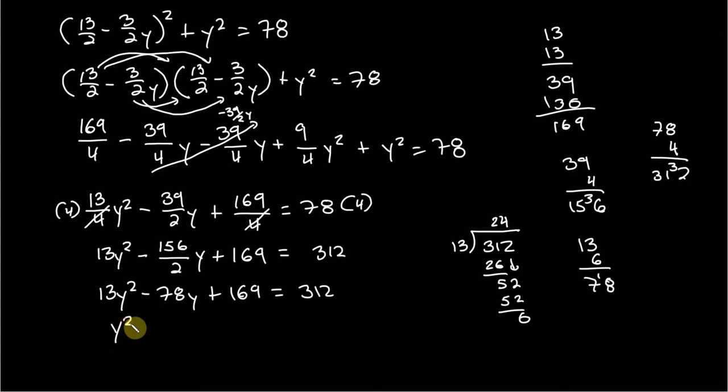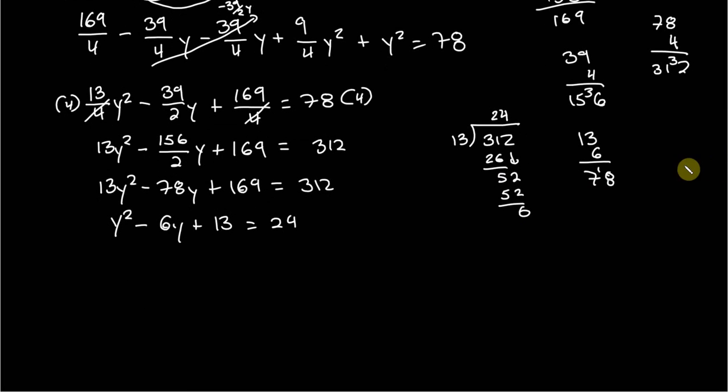So we can rewrite this, just divide the entire thing by 13. So y squared minus 6y plus 13 equals 24. We found that this equals 24. Now the next step, we're getting really close, is we need to subtract 24 from both sides. So that's going to be y squared minus 6y, and 24 minus 13 is 11, but it's going to be negative, so negative 11. All of that equals 0.